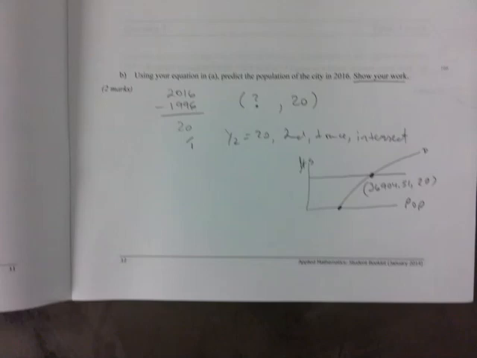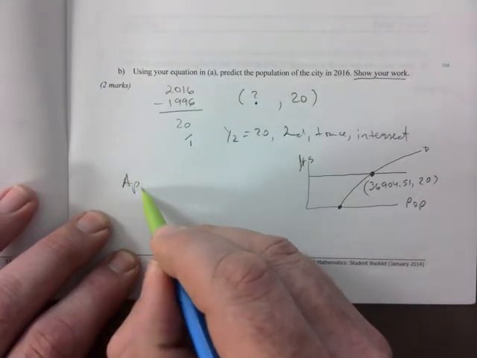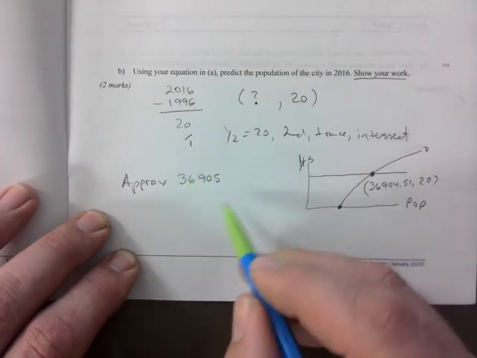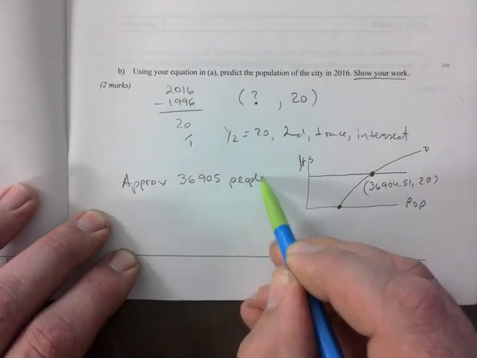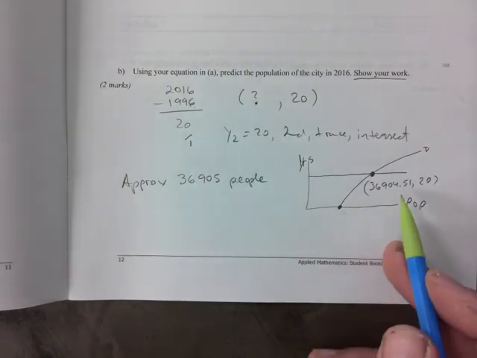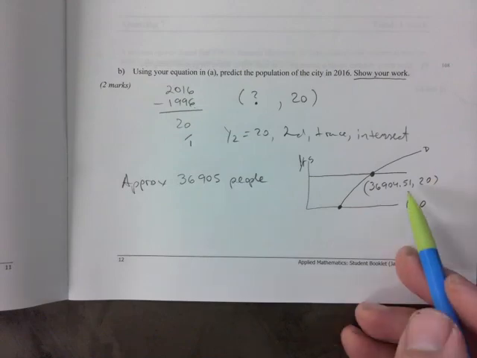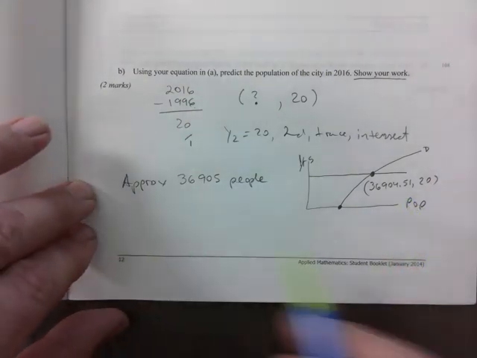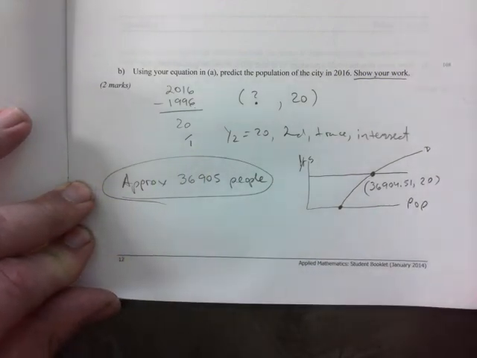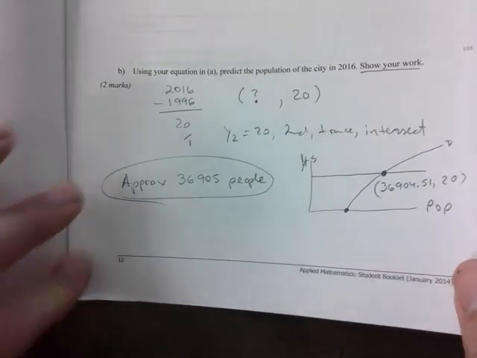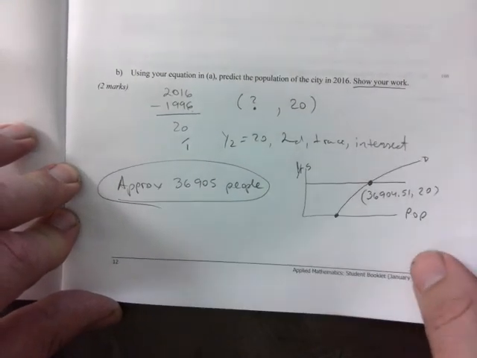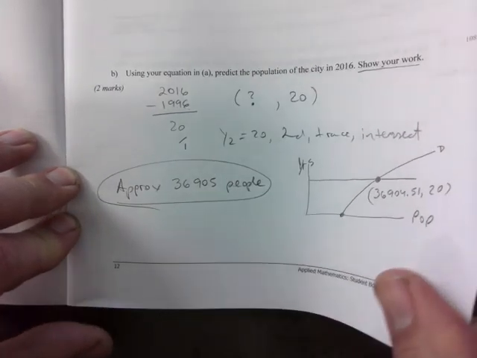So in this case, you still have to state approximately 36,905 people. You could have gone 904. I'm rounding up because of the 5 after the decimal. So approximately, and maybe make sure you circle your final answer because that's what they want, right? In this case, I've put a statement in, so I don't need to circle, but it's probably a good idea to do so when there's lots of stuff going on. Let's keep going.